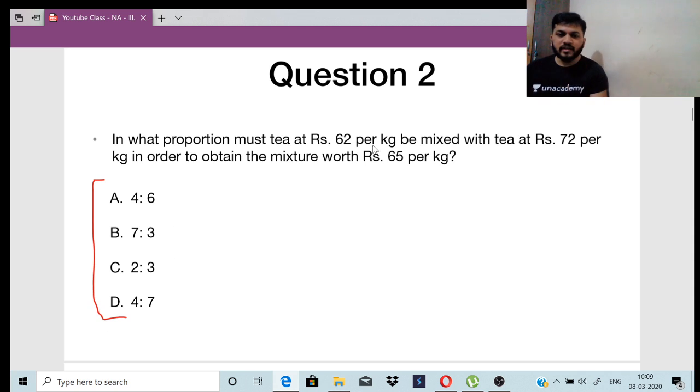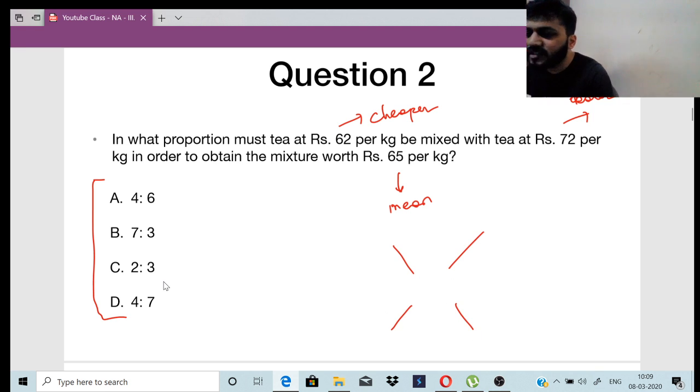Use the alligation rule. So which is the cheaper quantity here? 62 is the cheaper quantity, right? 72 is the dearer quantity, okay? And this is the mean quantity, right? This is the mean quantity. So I had told you guys the alligation rule, right? You guys remember the alligation rule, okay? Go by the alligation rule, you'll get the right answer here. Okay, so what does the alligation rule tell us?